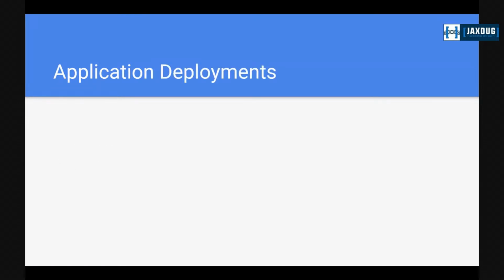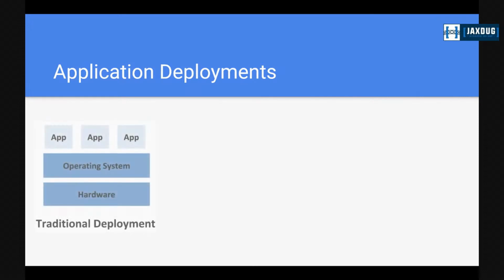The first thing I want to go over is how applications are deployed. I think everyone here is probably a software developer, and you've written code, compiled it, and run it locally. That's the traditional model, where you have apps running on an operating system that's running right on top of hardware. That's what's happening for your local deployment, and depending on how you're deploying it, that may be how it's running in production too.